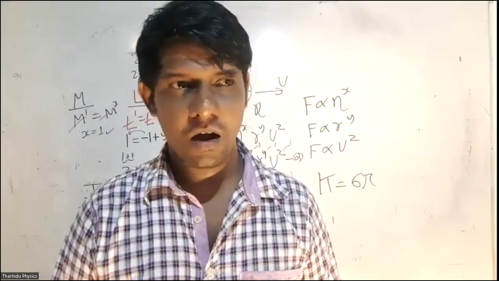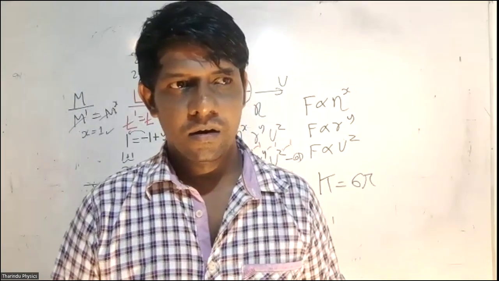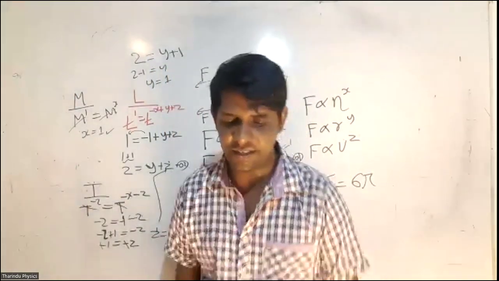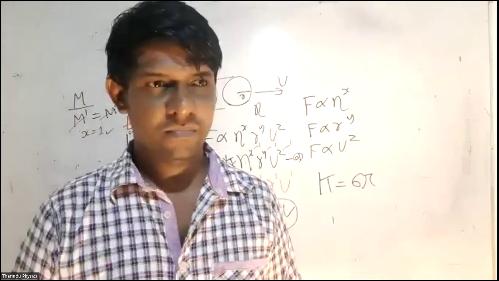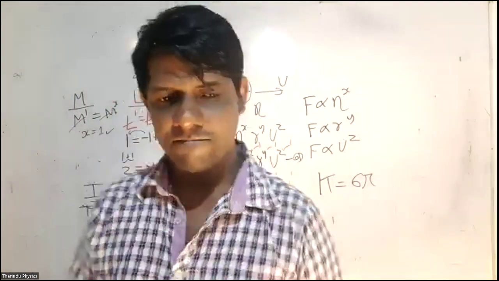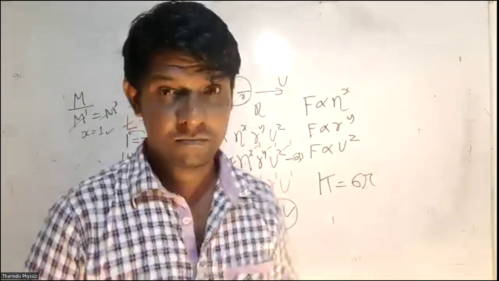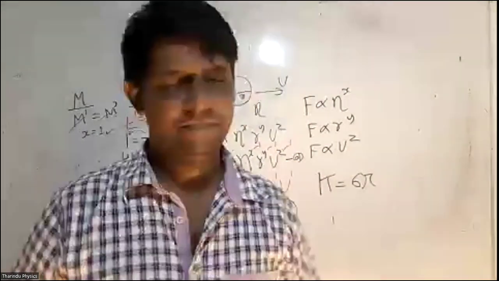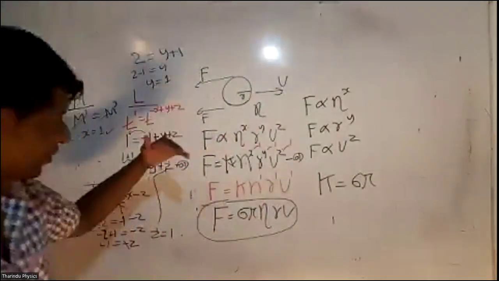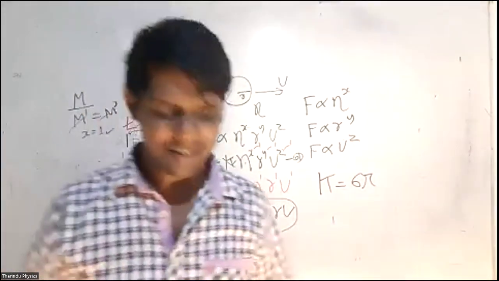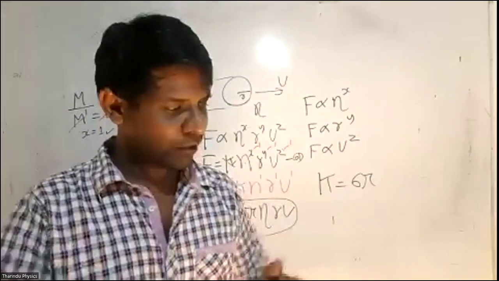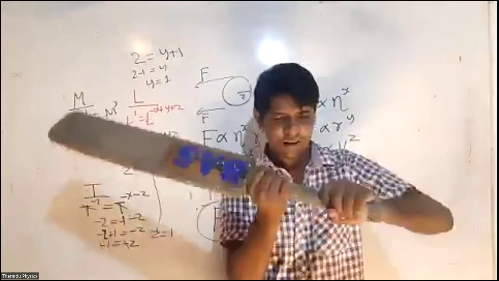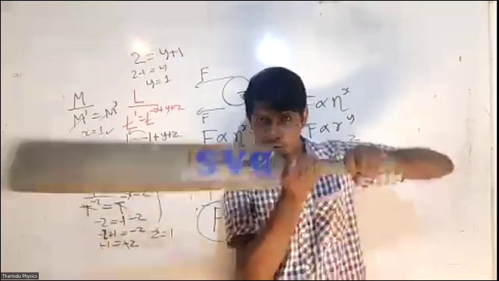Number two, when there are two or more different physical quantities with similar dimensions, this is inapplicable. Imagine, for the work done or energy, the dimension is ML squared T to the minus 2. For the moment, again, you hold your cricket bat by one hand and you put some force.